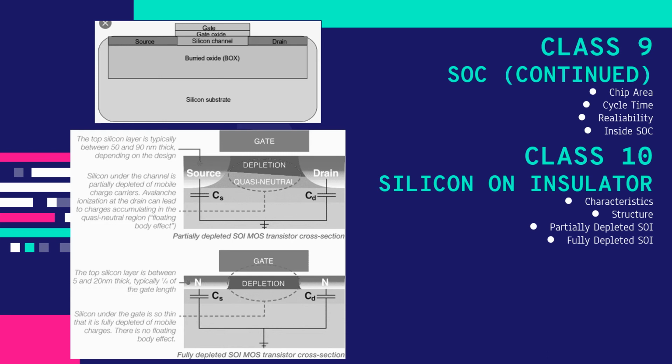We then moved on to cycle time, which relates to performance. So the cycle of a clock is the basic time unit for processing. There will be two types of systems, a synchronous system and an asynchronous system.